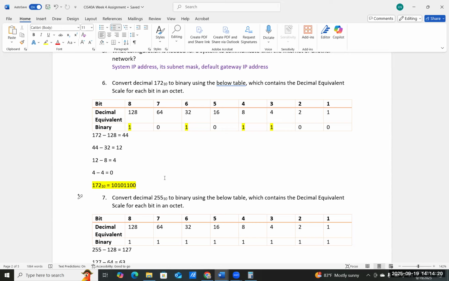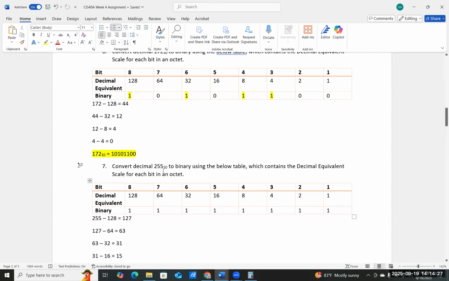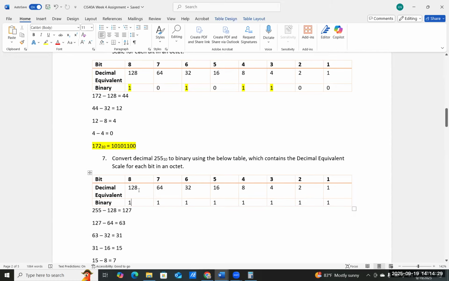I said, oh, I can subtract 128 from it. So I would then do that, and if you subtract, you put a 1. So I take 255, subtract 128. I have a remainder of 127. As you subtract it, you place a 1 underneath. So that 8th bit is on.